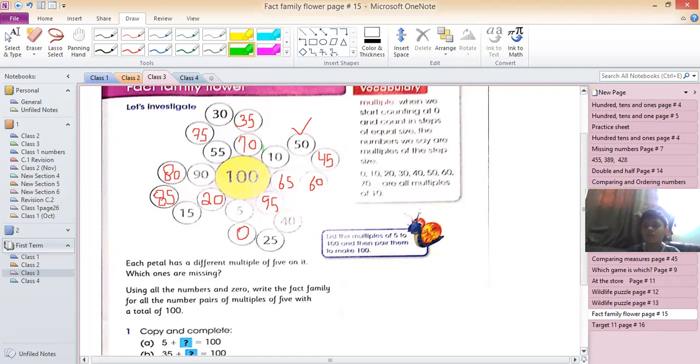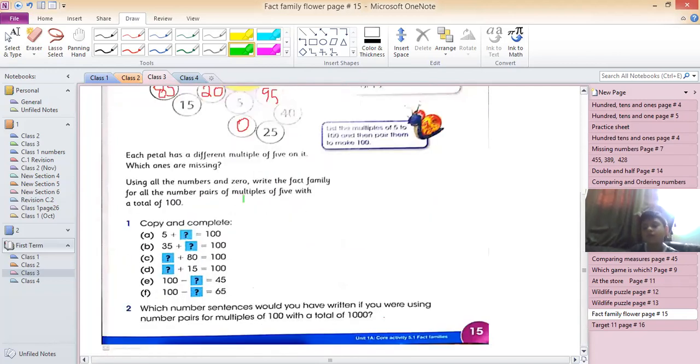And then where is 40? This is 40. Then where is 45? This is 45. And then where is 50? This is 50. 55. 60. 65. Then 70. 75. Then 80, 85, 90, 95. And this is how you count on in fives.